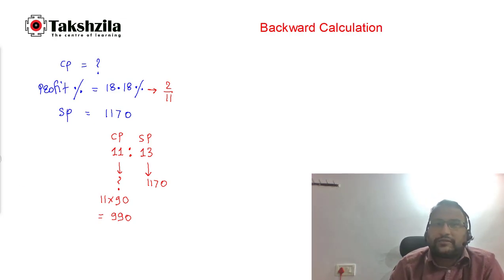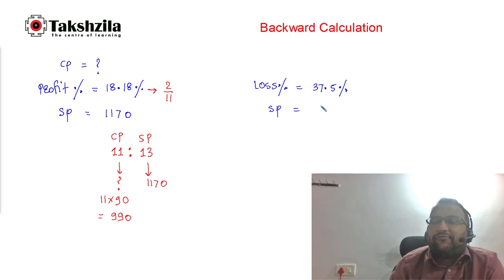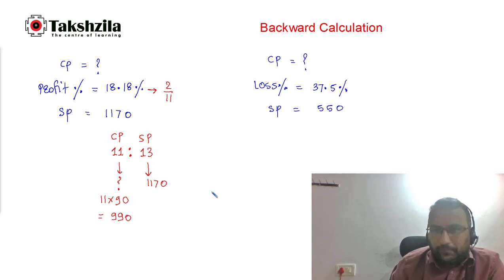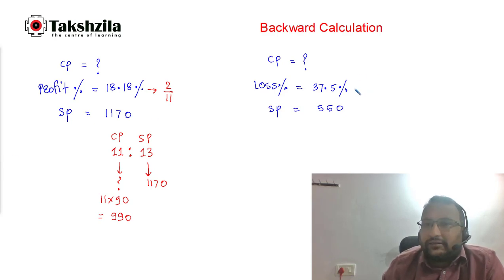Let's have a look at one more example. Let's say the loss occurred is 37.5% after selling the article at 550 rupees. We need to find the cost price over here. So we need to understand that 37.5% is nothing but 3 by 8. So on every 8 rupee, there is a loss of 3 rupee.